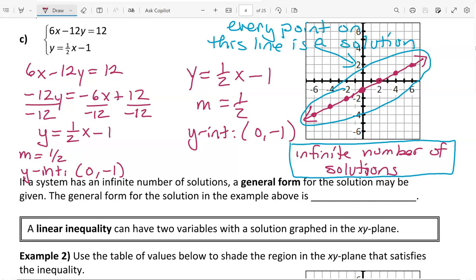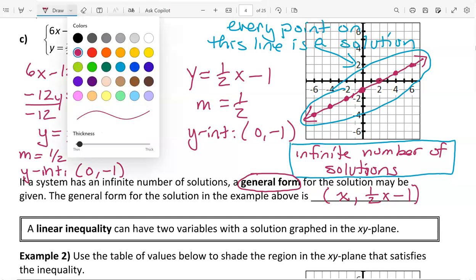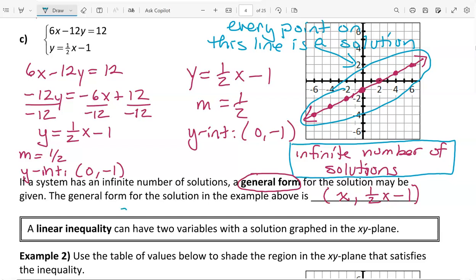When a system of equations has an infinite number of solutions, we can write what is called a general form for the solution. There is a general form for the solution to the example above. Since all of the points on the line that represents both equations are points where the y value is equal to 1/2 times the x value minus 1, that means the general solution is x comma 1/2 times x minus 1. This formula can be used to generate specific solutions.